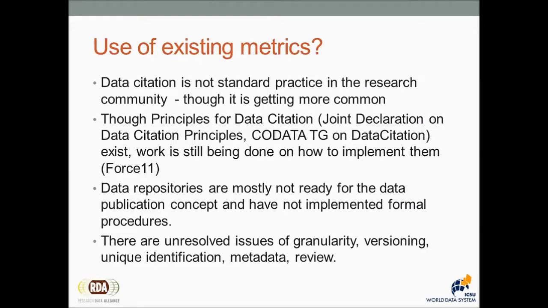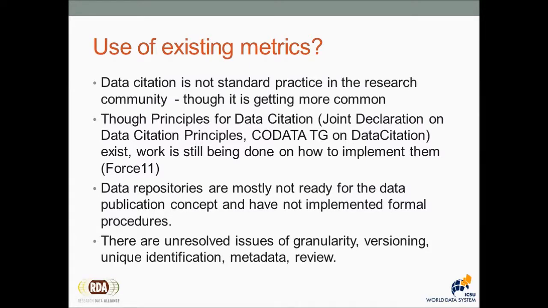Data repositories, an awful lot of them are not ready for the data publication concept, and they haven't implemented formal procedures, although that is changing as well, I'm very glad to say. When it comes to data and data publication, we have plenty of knotty problems like granularity, versioning, unique identification, metadata, and how we review data sets. These problems are there. We acknowledge that they're there. They're not going to go away anytime soon without some serious effort being put into them, but we can manage that. We can work on that, and people are working on that.